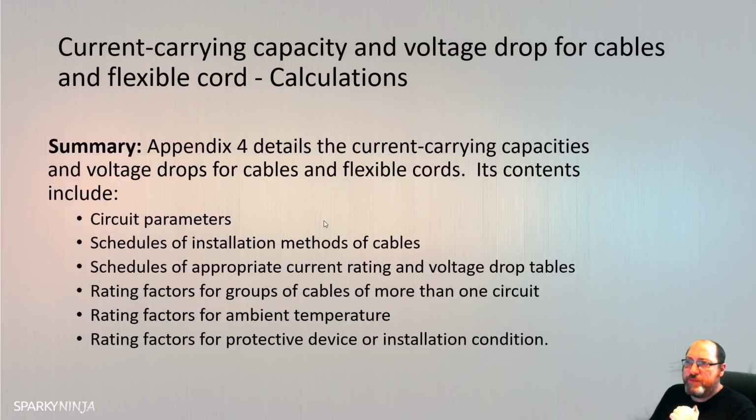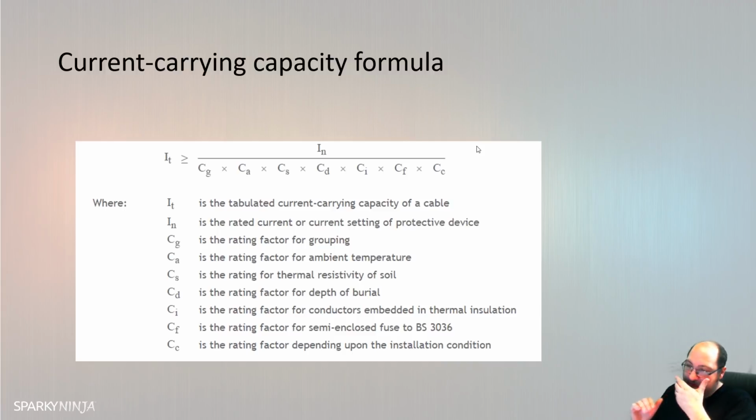Okay, we're getting to the point where we're going to have to start actually having a go at one of these. So to summarise, Appendix 4 details the current carrying capacities and volt drops for cables and flexible cords. It's got the formulas in it, it's got the volt drops in it, and it's got the rating factors in it. And this is what we're going to do. We're going to find IB, IN, then IT, and then rating factors.